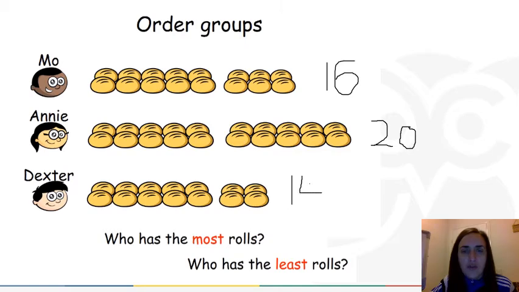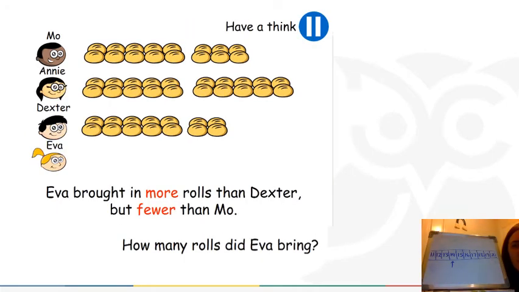Who has the most rolls? Who has the biggest number of rolls? That would be Annie. Give yourself a big clap. Who has the least rolls? The smallest number? Dexter. Brilliant. Well done. Okay, boys and girls, so we know that Mo brought in 16 rolls. Annie brought in 20 rolls and Dexter brought in 14 rolls.